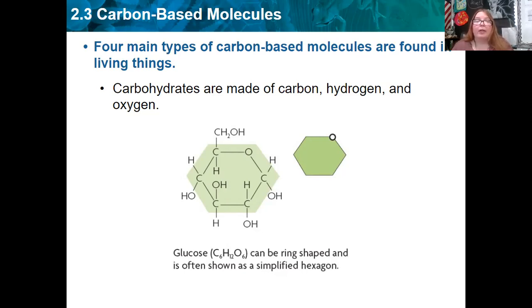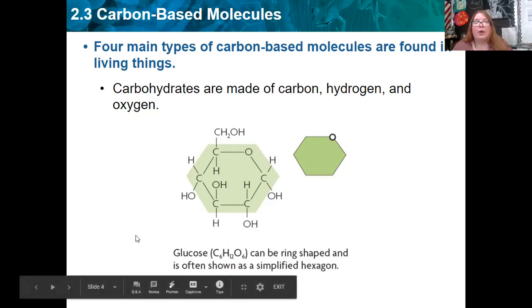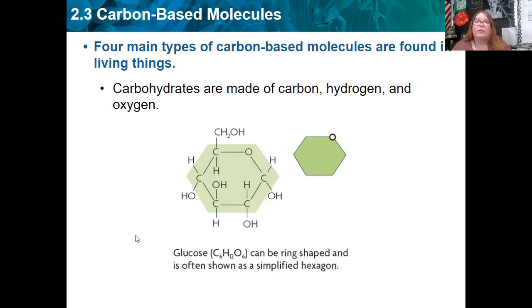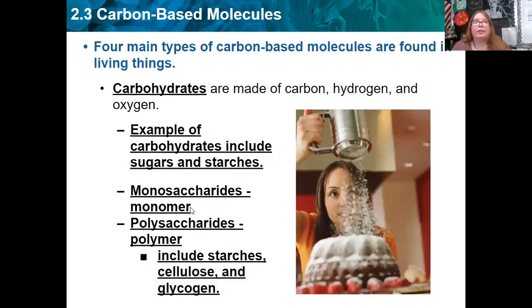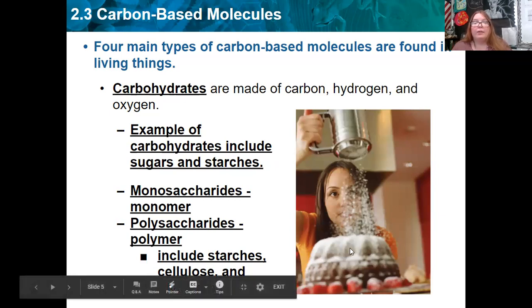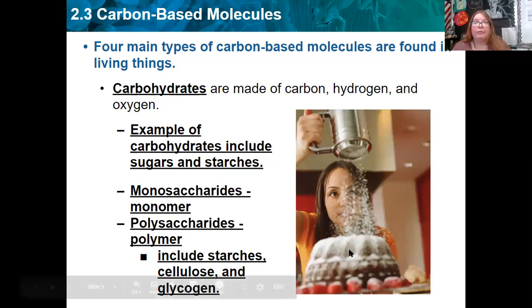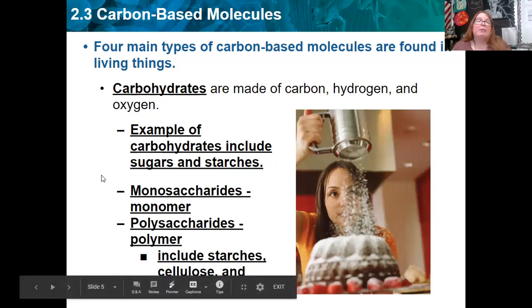Okay, so carbohydrates. So this is what glucose or a basic sugar looks like, and it's often shown as a simplified hexagon. So an example of carbohydrates includes sugars and starches. So if you're filling out your chart where it says examples, you could put sugars and starches over there. So she's double dipping over here in this picture. She's got powdered sugar, but there's also starch in the cake. So she's got both.